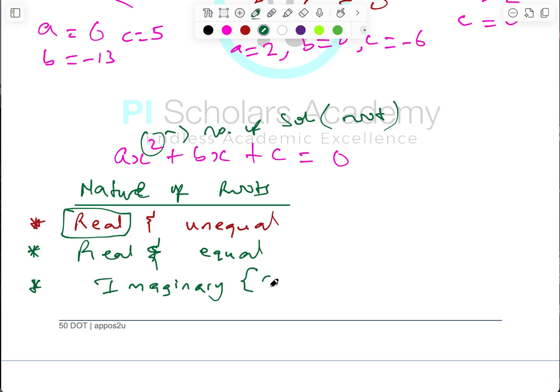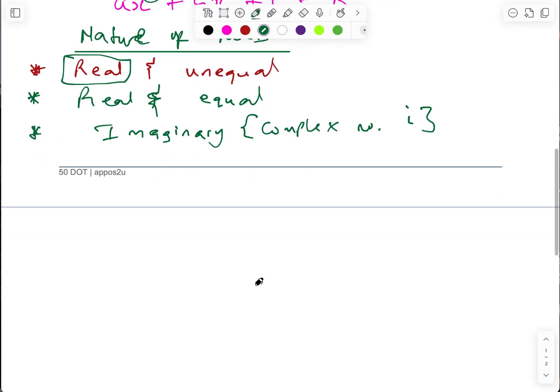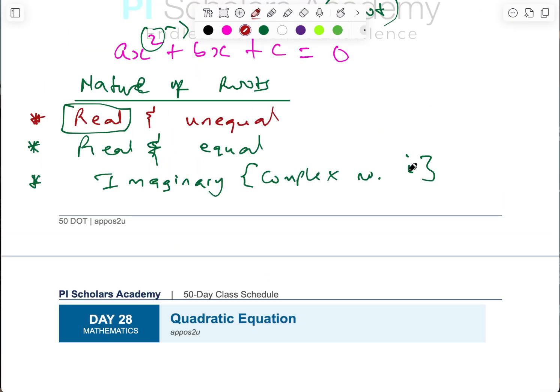So that is where you begin to have complex numbers, something of the form i. I've already explained the system of numbers; it is something you should check out from the previous class. So anyway, real and unequal, real and equal, and imaginary. How do you know that a quadratic equation will give such roots? Then we use this thing called the discriminant. So in order to determine the nature of roots, we need to use the discriminant.